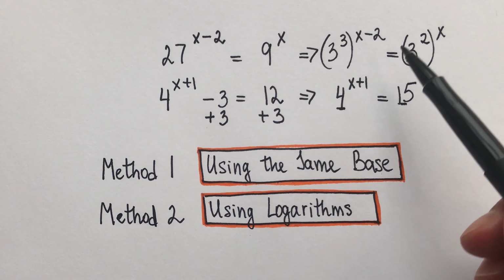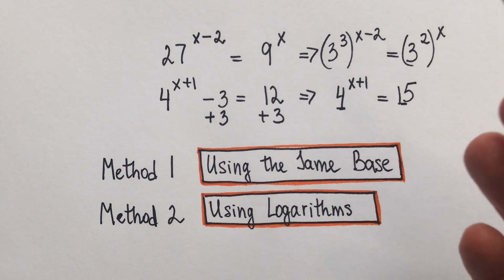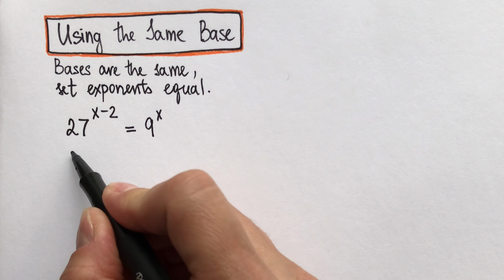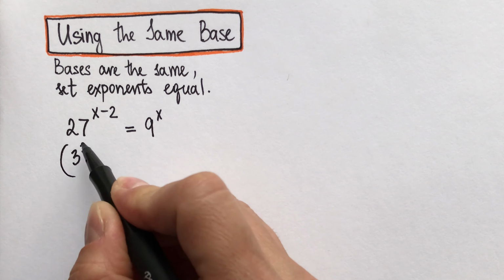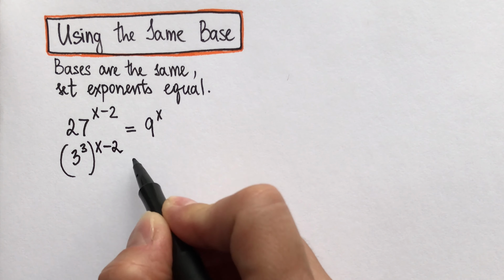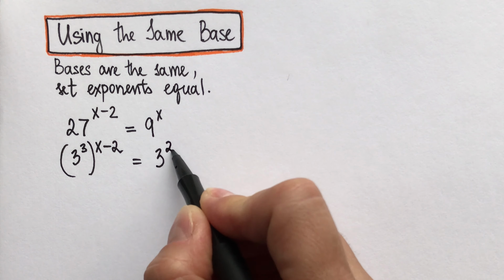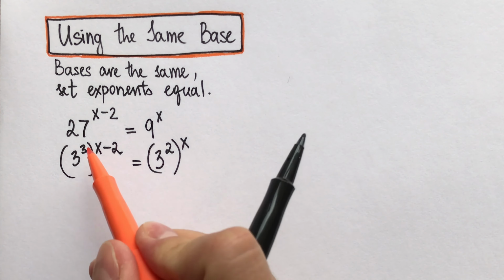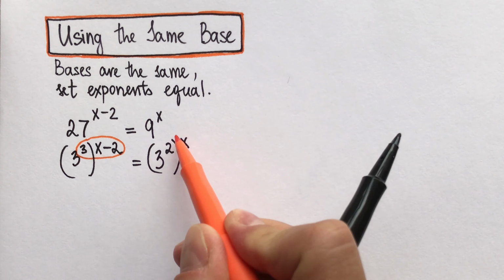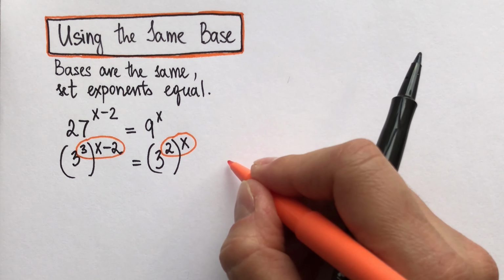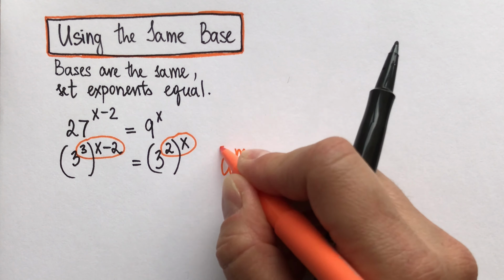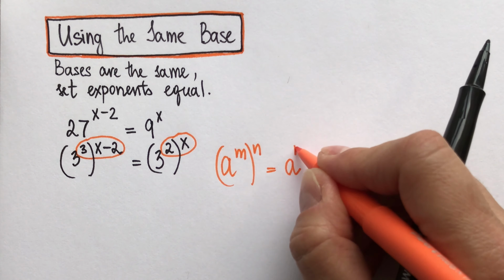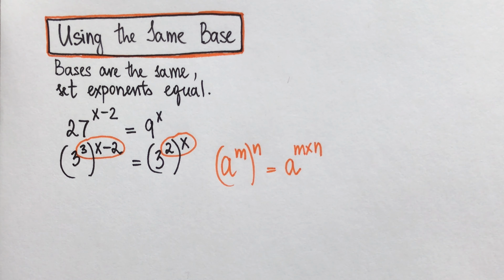Let's go ahead and solve these equations to see how both methods work. This equation we solve by rewriting with the same base. So 27 is 3 cubed, and then everything is to the power of x minus 2. 9 is 3 squared and to the power of x. Look here, when we have an exponential expression raised to a power, what do we do with these exponents? We multiply them. Remember the formula, a to the power of m raised to the power of n. We multiply the exponents: a to the power of m times n. This is what we're going to do here.